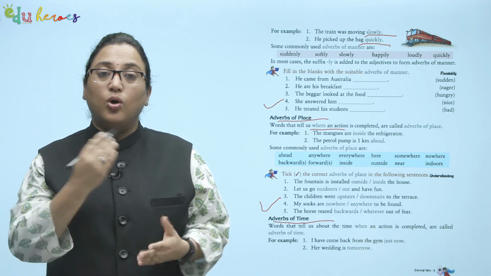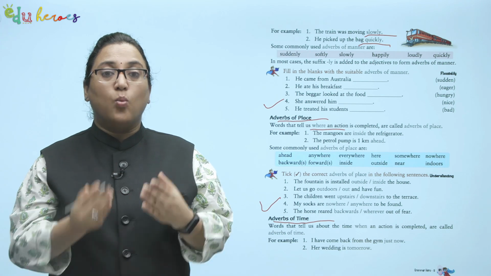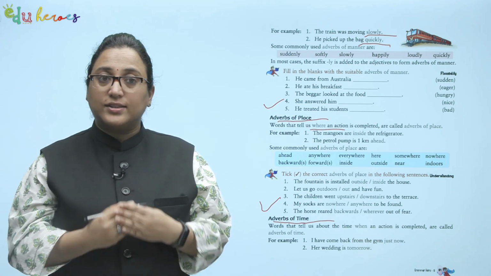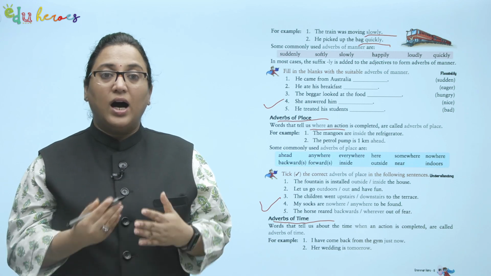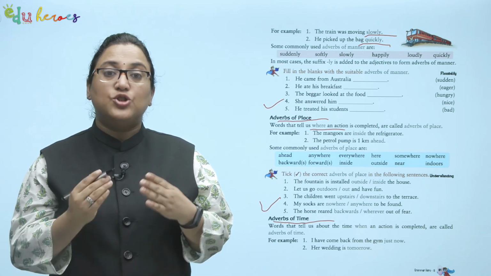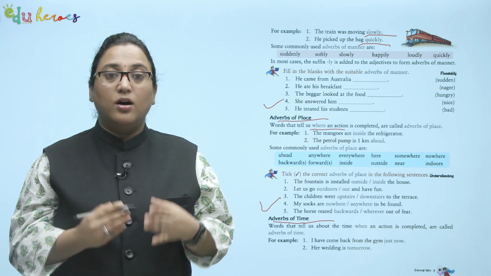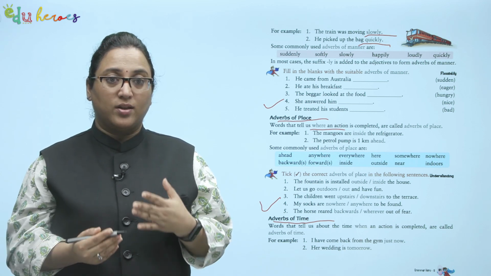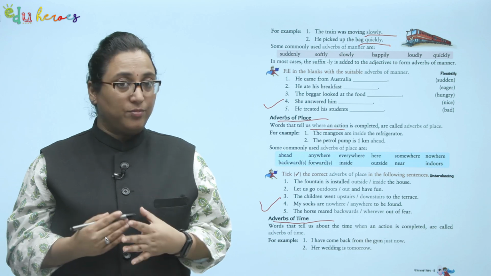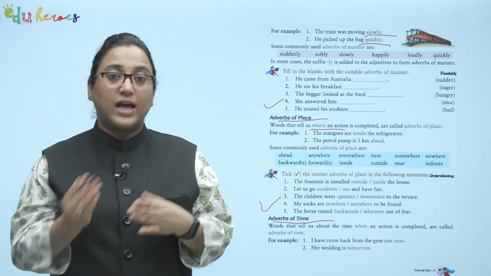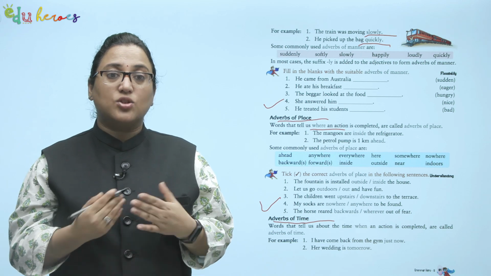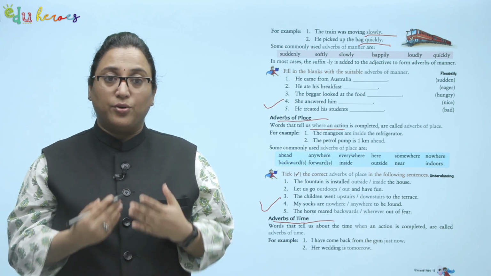So you can always ask this question when. If you get an answer, that is the adverb of time. For example, I have come back from the gym just now. Her wedding is tomorrow. When did I come back from the gym? Just now. So it is telling us the time of this action. Her wedding is tomorrow. When is it? Tomorrow.